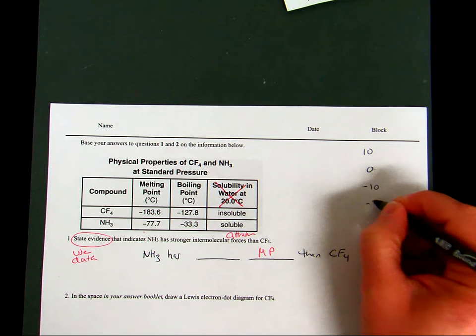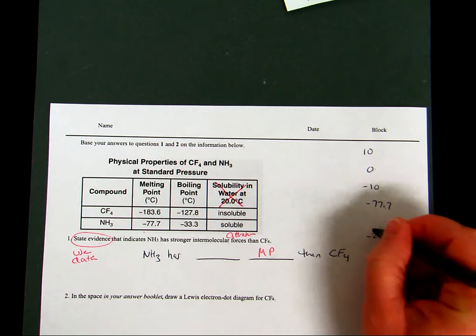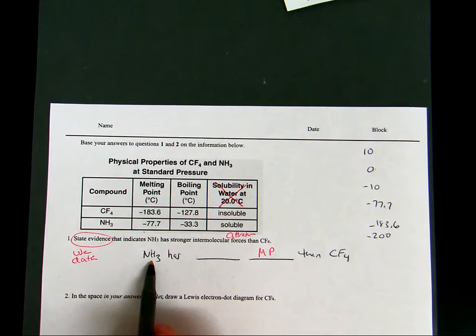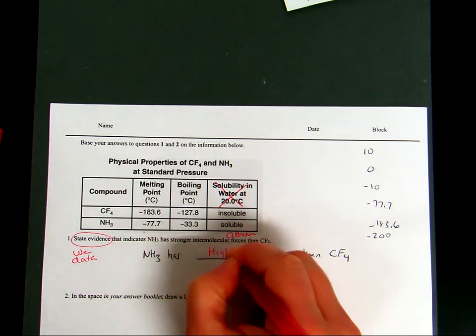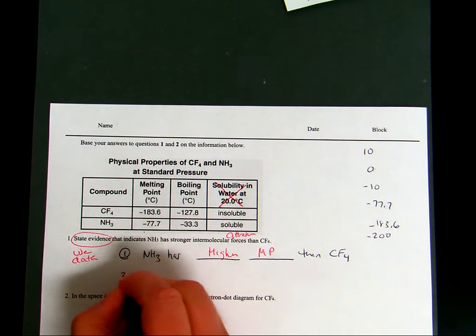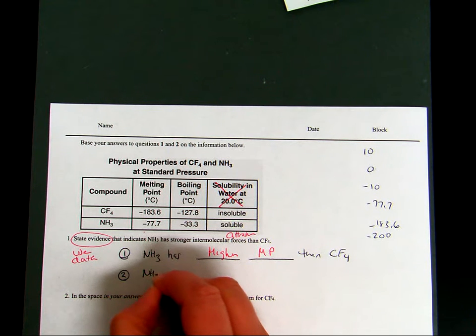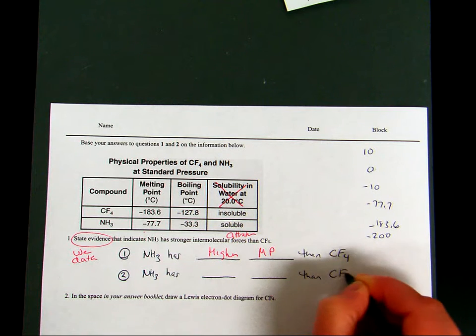So minus 77.7 is closer to 0 than a negative 183.6. So that means that NH3 has a higher melting point than the CF4, the carbon tetrafluoride. So this would be one reasonable way to answer this question, or you could use the other information, boiling point. So NH3 has a blank than CF4.